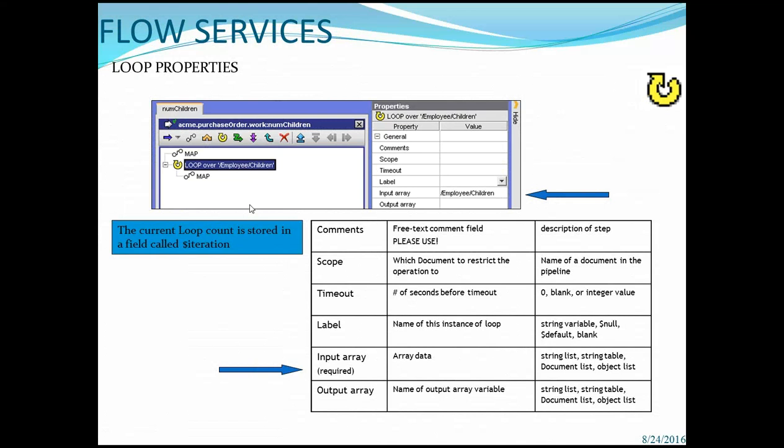Output array: if you want to generate one more array from the input array, you give the output array. There will be a $iteration variable which tells you which iteration you are in. Note that our input array index starts from 0. So if you have 5 elements, the first element will be variable of 0 and the last element will be 5 minus 1, so variable of 4, and this iteration always starts from 1. Index starts from 0, iteration starts from 1.